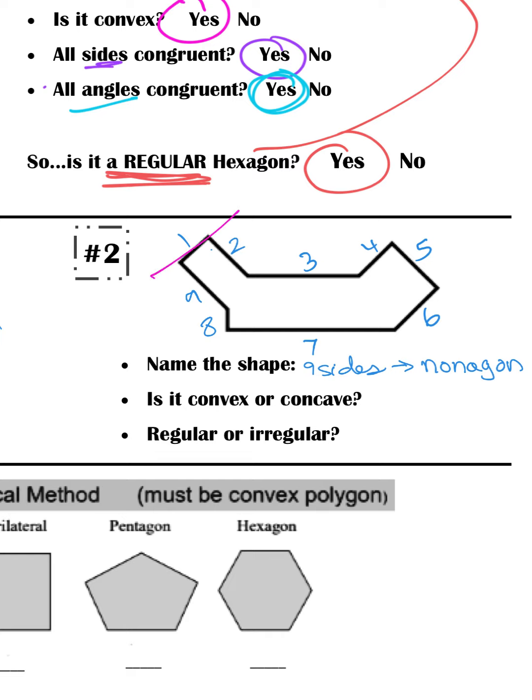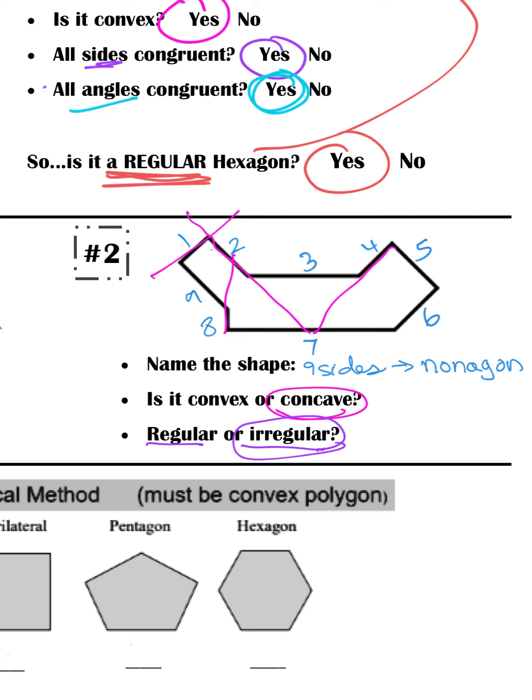So if I start drawing them, well, that one goes in the middle. That one there is going to go in the middle. That one there is going to go in the middle. So if you have any of them that go in the middle, it's a concave figure. So now, is it regular or irregular? Well, if I'm looking at it, are all the sides the same or are all the sides different? So irregular is different, so it's an irregular shape.